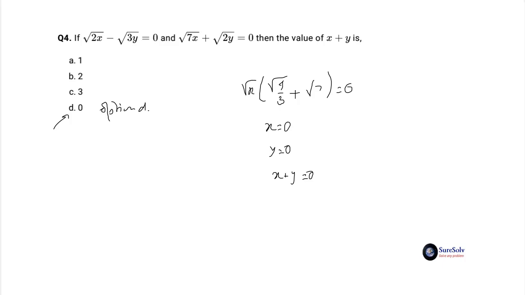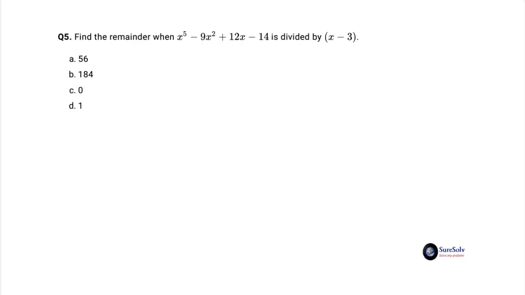Important concepts and techniques that we have used for solving the problem are abstraction in treating equation in variables under square root as linear equation and solving two linear equations in two variables. Let's solve the last question now. Question 5 is, find the remainder when x to the power 5 minus 9x square plus 12x minus 14 is divided by x minus 3. Option A 56, option B 184, option C 0 and option D 1.